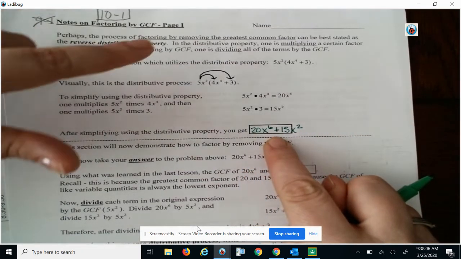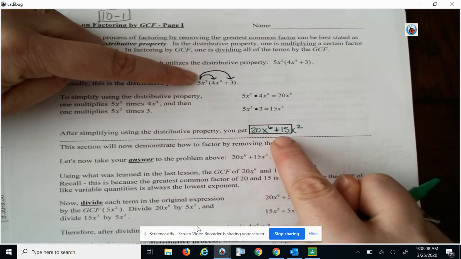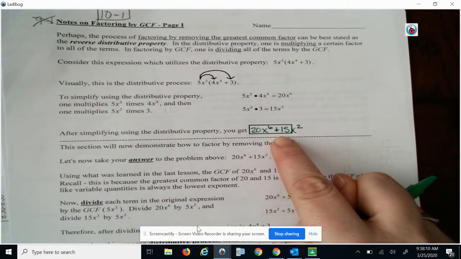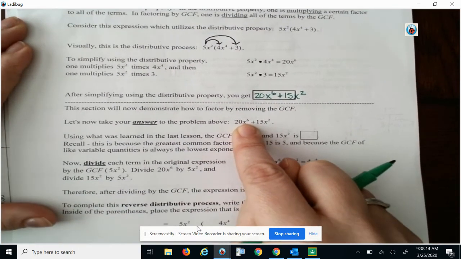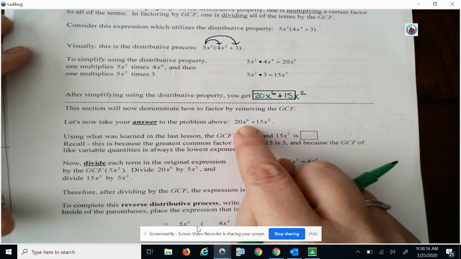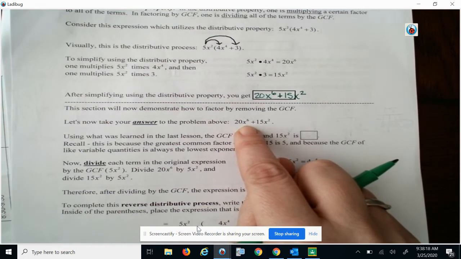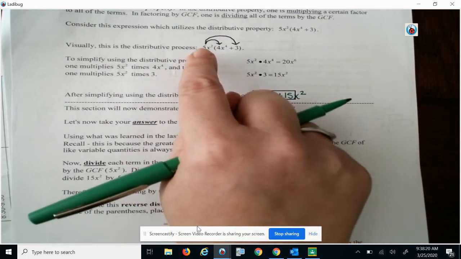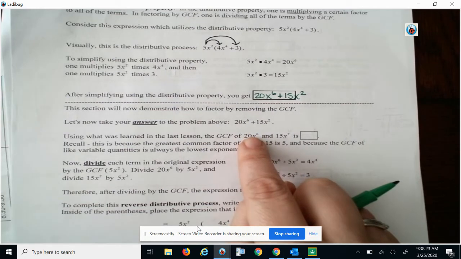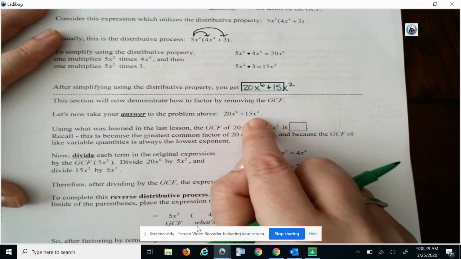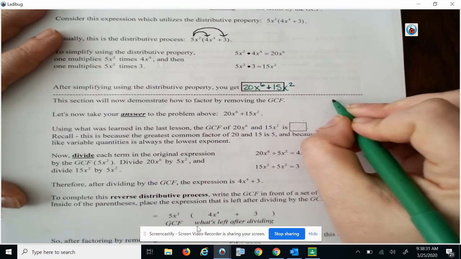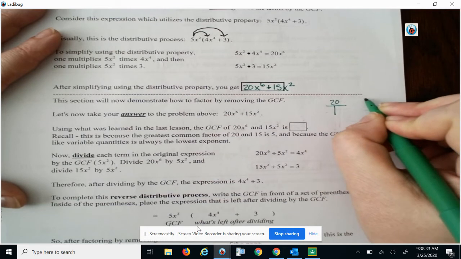Okay, so we're used to going from here to here. We're going to do backwards. We're going to start with this answer, and we're going to work backwards. We're going to find what's the GCF. What is this number out here that I can pull out? Okay, so we use what we did in our monomial part. We find the GCF of both terms. So we find the GCF of 20 and 15.